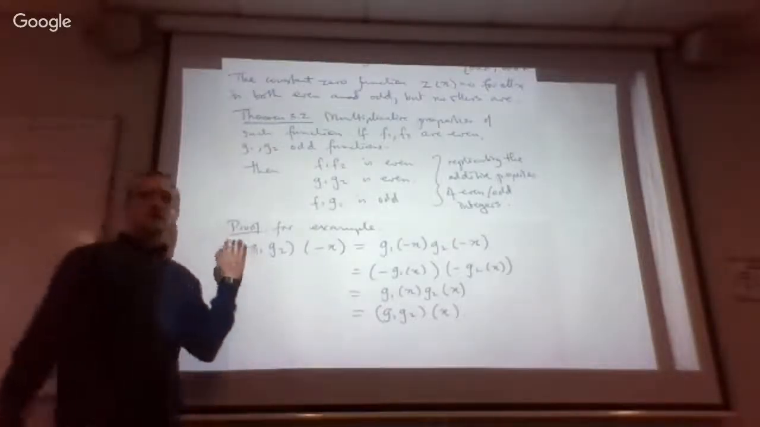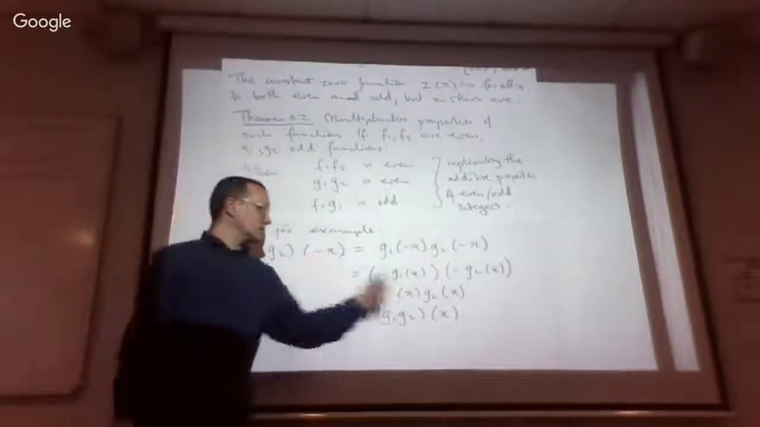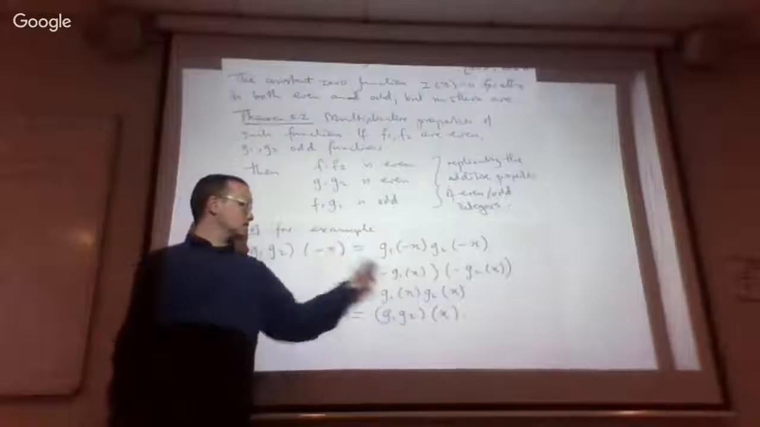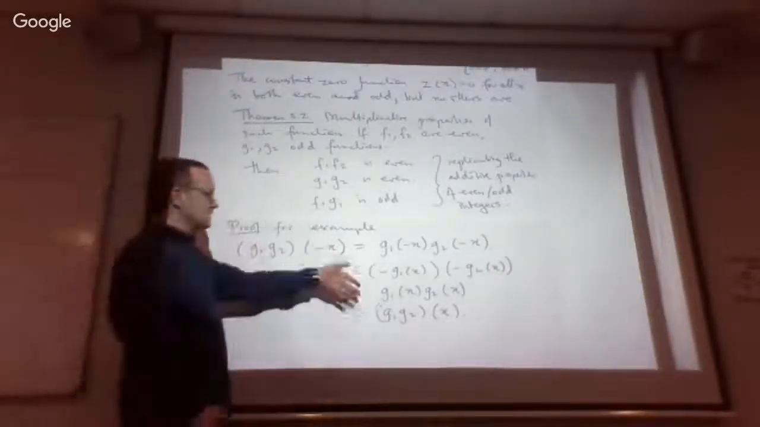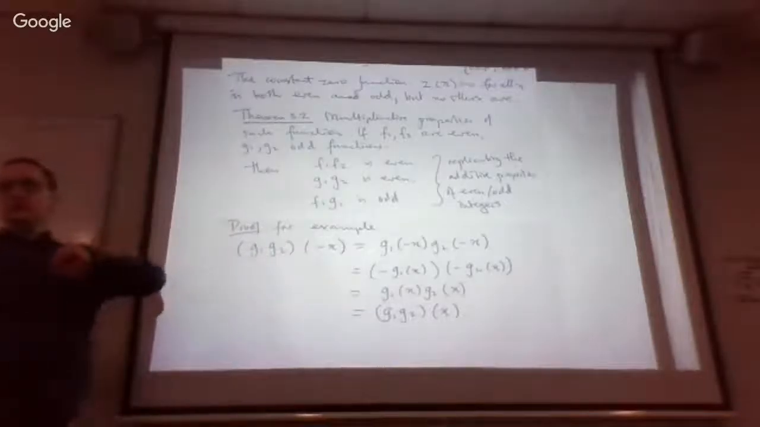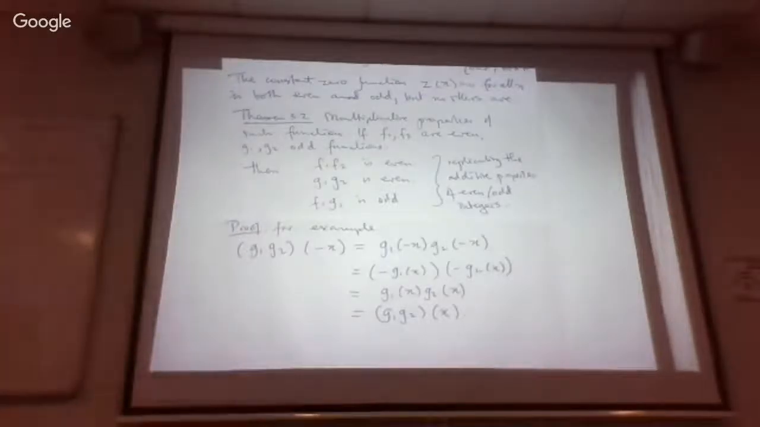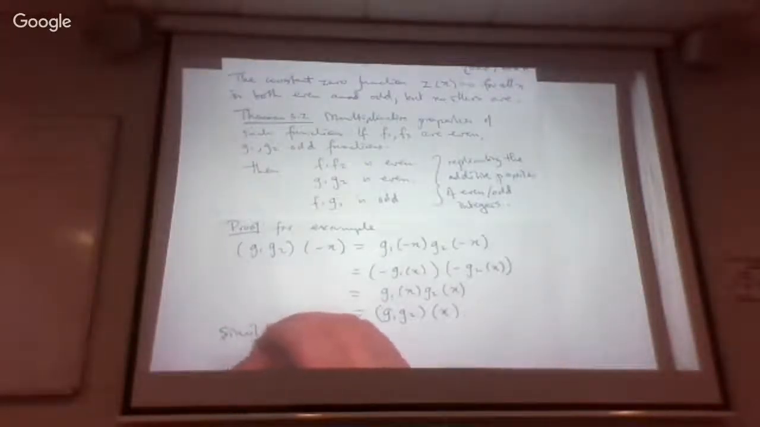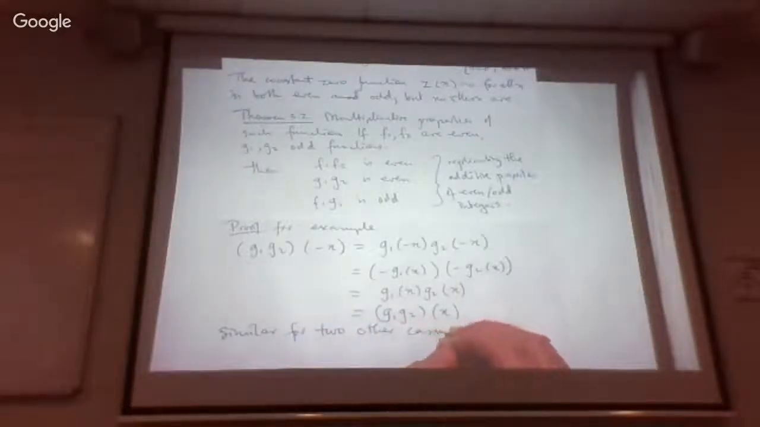So there you see it. The product function g1 times g2 is an even function, because it doesn't care whether you're considering x or the negative of x. It's going to give you the same value. So the proof is just tracking the location and behavior of the minus signs. It's the same kind of argument for any of the other two cases there: multiply the f1 times f2, or multiply the f1 times the g1. Similar for the other cases.